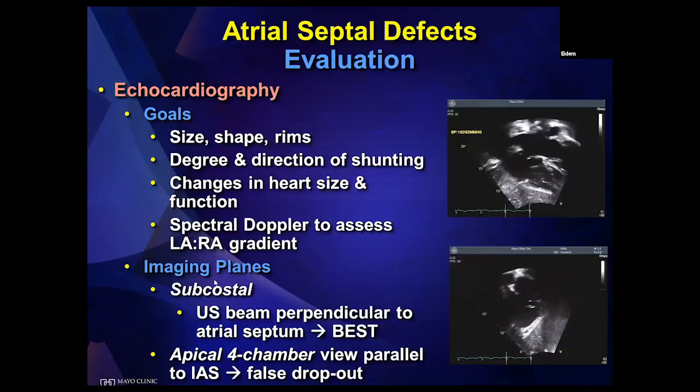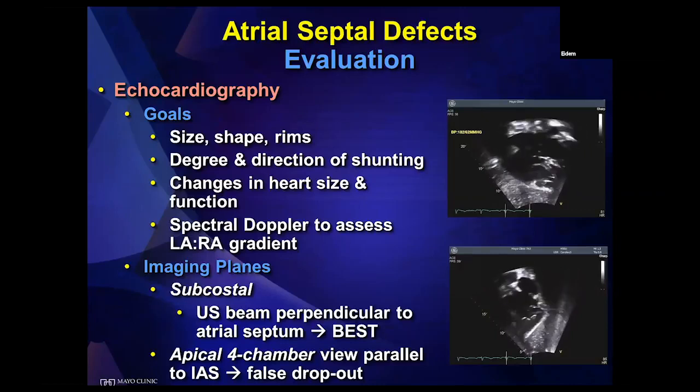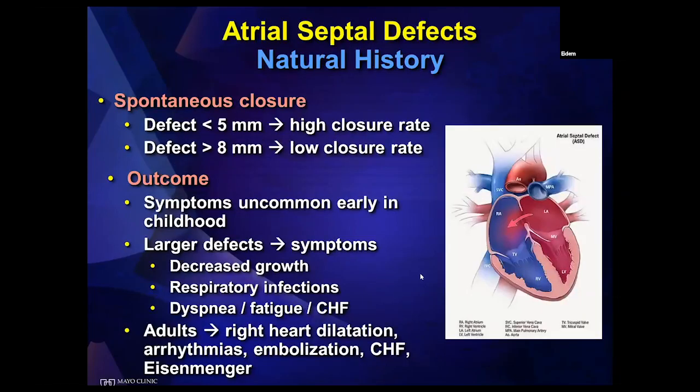As we talked about, the imaging plane that's essential to viewing ASDs is the subcostal imaging plane, because the beam of the ultrasound is perpendicular to the atrial septum. Apical four-chamber view, again, is the least helpful view because the imaging plane is parallel and you may have false dropout with that imaging plane.